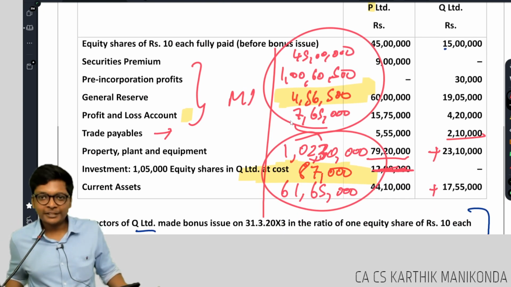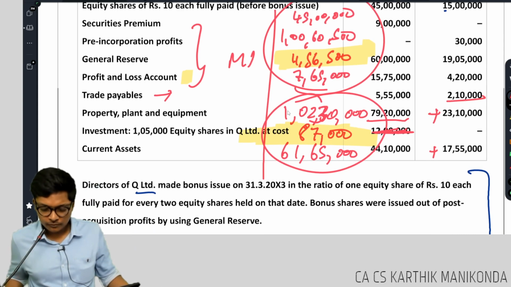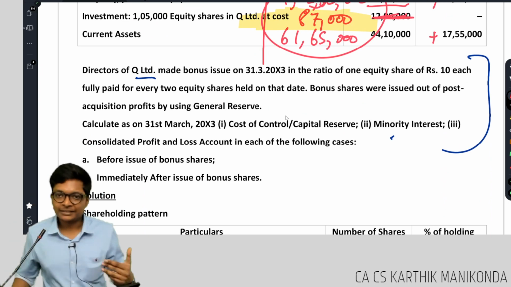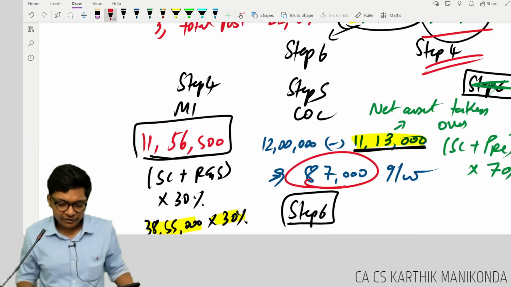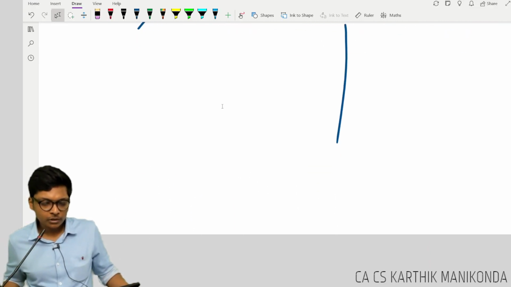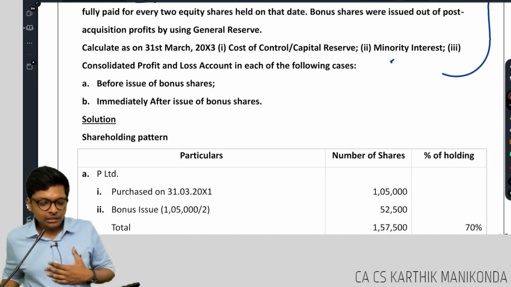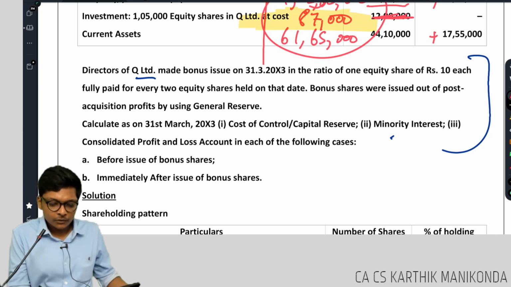Clear, guys? Can we proceed to after bonus? Hello, guys, come on. Immediately after bonus issue, guys, come on, fast. Immediately after bonus issue, let's do the same set of steps. First, let's understand how many bonus shares are given.